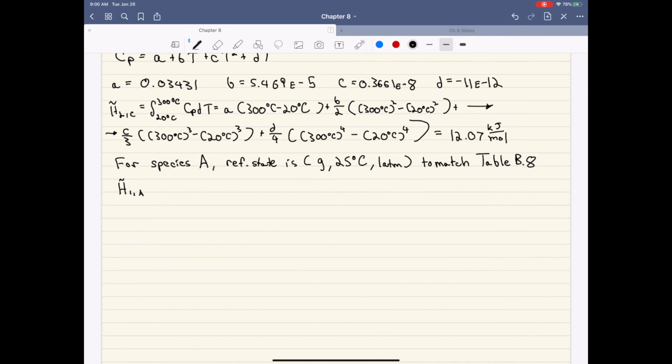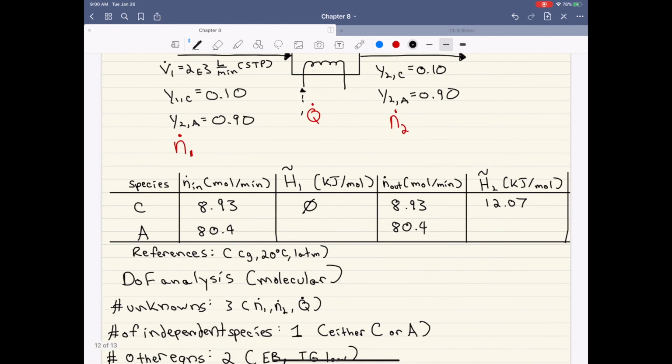Okay? And so if we do that, we could mostly just look up the air values. For the inlet air, it's at 20 degrees C, which isn't directly listed on the table, so you would have to interpolate. I'm just going to write out what that interpolated value is. But the outlet air is at 300 degrees C, so that molar enthalpy is just listed there. Okay, and so we could go back to our table. We could write out the reference state for air. It's going to be G, 25 degrees C, 1 atm, and plug in the values here.